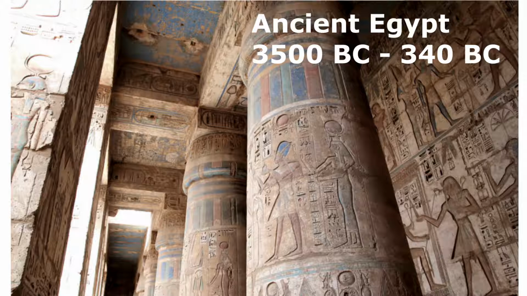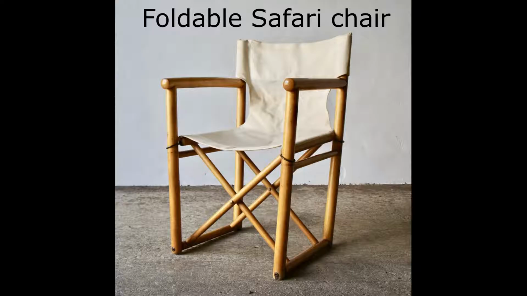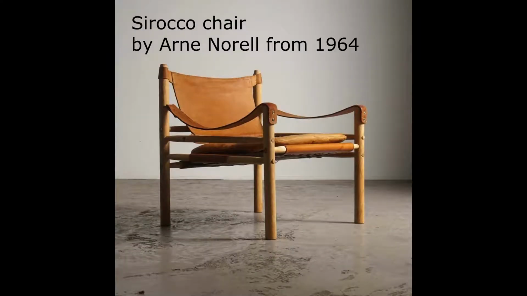So the very first era I wanted to mention is ancient Egypt. This era took place about 3500 BC to 340 BC. Architecture and design from this era that we can thank the Egyptians for is the foldable safari chair. This right here is a more modern style of the safari chair. This is the Rococo chair made by Arne Norell from 1964.